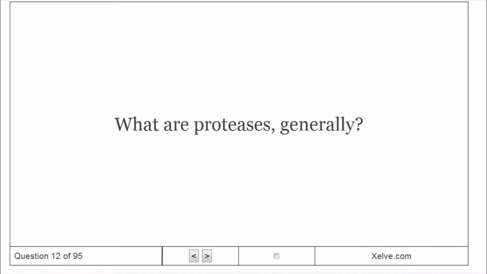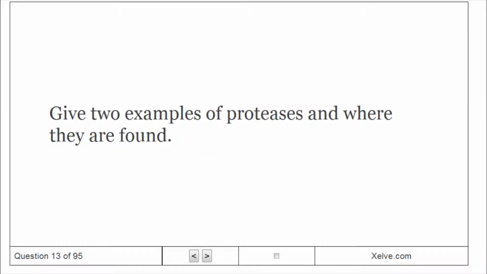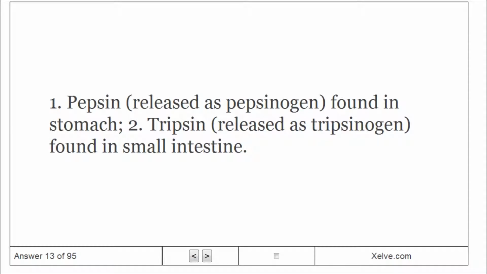What are proteases, generally? Digestive enzymes released in the stomach and small intestine, and by enzymes released from the pancreas, for digestion. Give 2 examples of proteases and where they are found. 1. Pepsin, found in the stomach. 2. Trypsin, found in the small intestine.